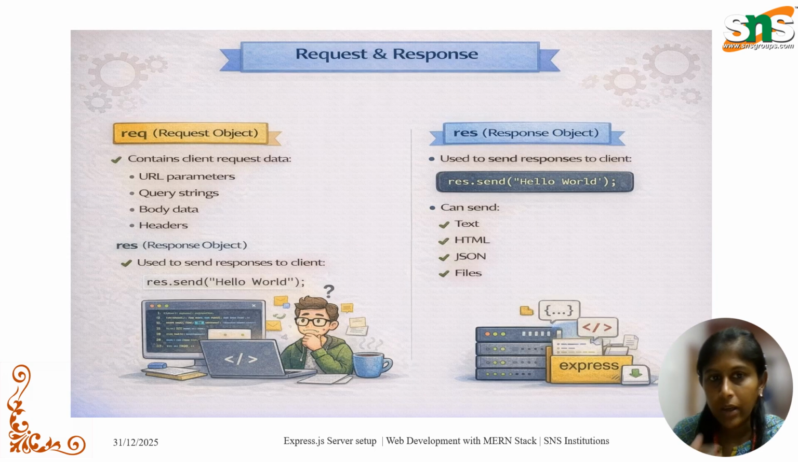Whenever a client sends a request, the server receives it through the request object, which is called req. The server sends back data using the response object called res. Common response methods are res.send, res.json, and res.status. So this request-response cycle is the foundation of backend communication.